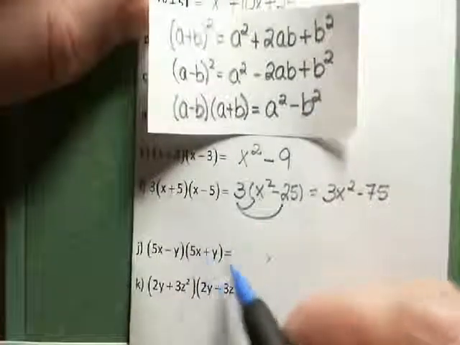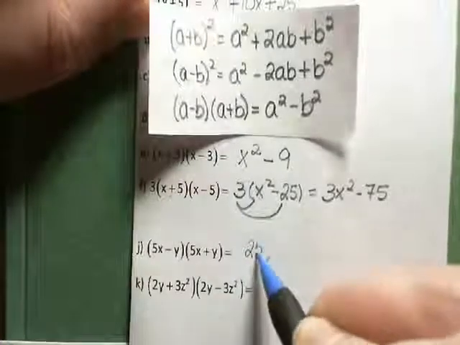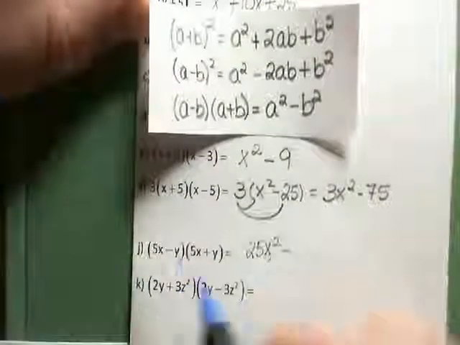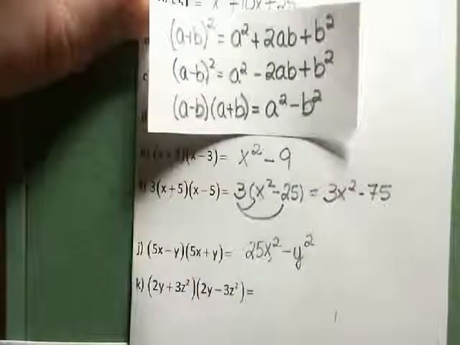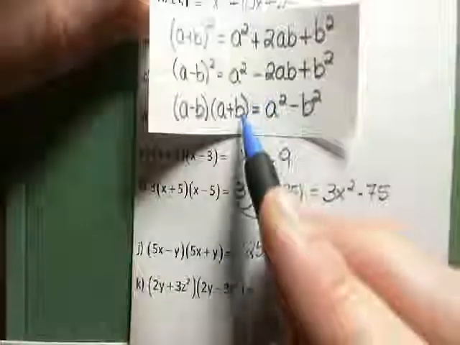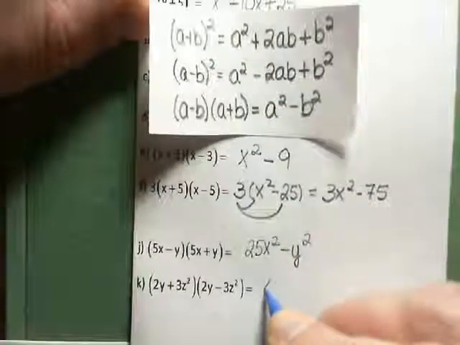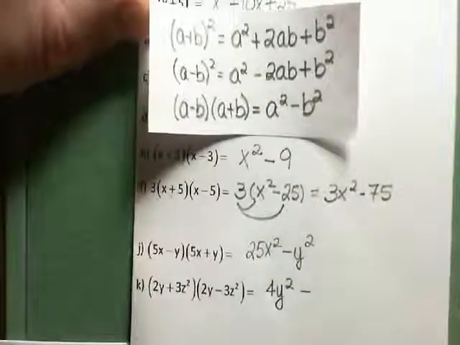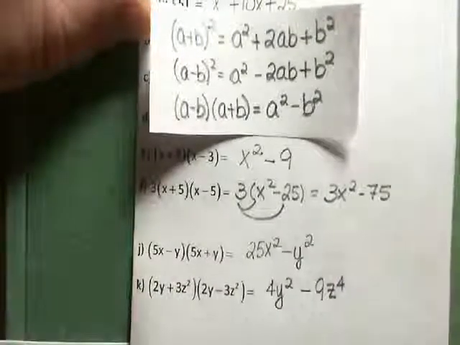So basically you take the first term and you square it, so 5x raised to the square becomes 25x squared. I'm going to put a minus, and then you're going to take the second term and you square it, so it would be y squared. Very well. The last one, again, same rule. Take the first one and you square it, so 2y raised to the square is 4y squared, minus the second term raised to the square would be 9z to the fourth.